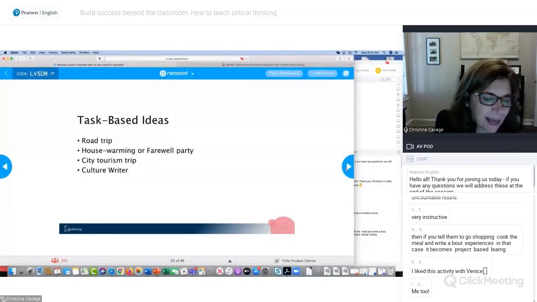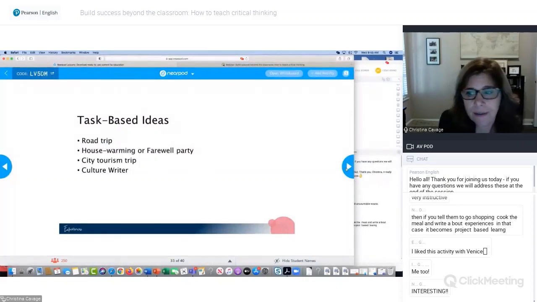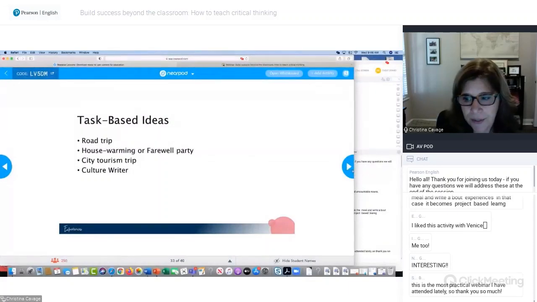Planning a housewarming or farewell party, planning a city tourism trip. So we are the tourist company of Orlando. Where do we think our visitors should go? With that, this can even be turned into a project base where they develop a brochure and all kinds of good stuff. Or maybe they become culture writers.